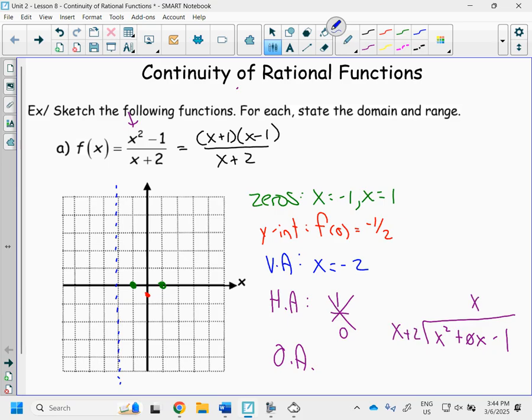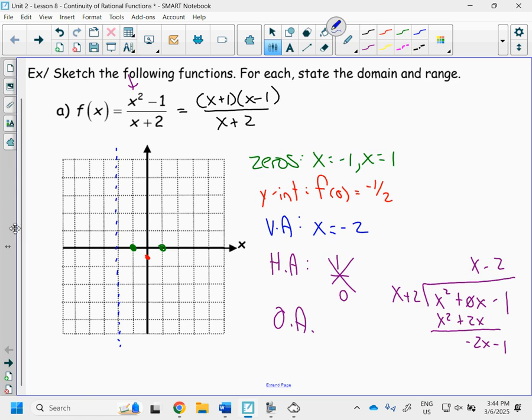We need to multiply by x. We've got x squared plus 2x's. Subtract. Okay, turn an x by multiplying by -2. You could just stop there because that's all we really need. But to show the math, our remainder of 3. This is all we really care about. That's our oblique asymptote. So y equals x minus 2.